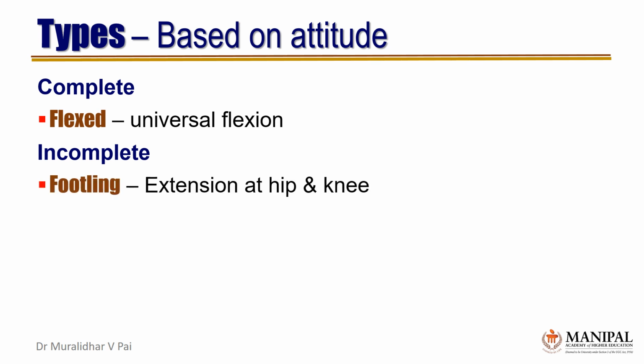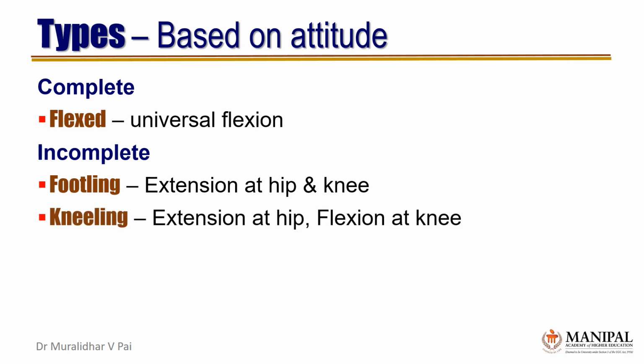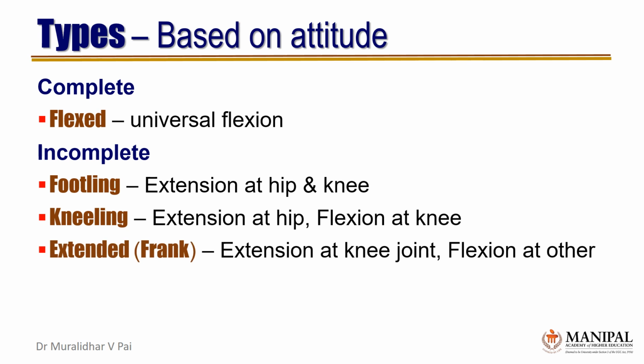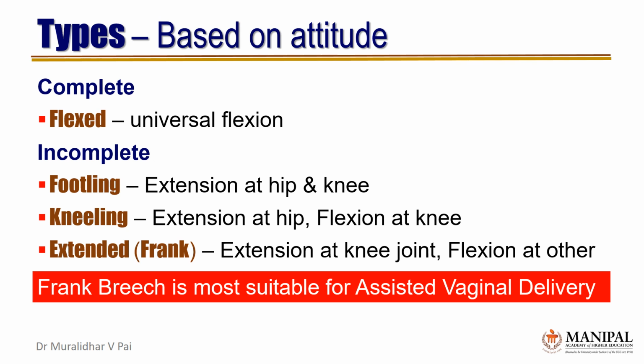It's called footling presentation when there is extension at the hip and knee joints. Kneeling presentation is one where there is extension at the hip but flexion at the knee. Extended or frank breech is one where there is extension at the knee joint and flexion at other joints. Frank breech is the most suitable one for assisted vaginal delivery.